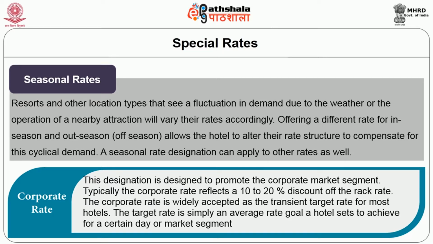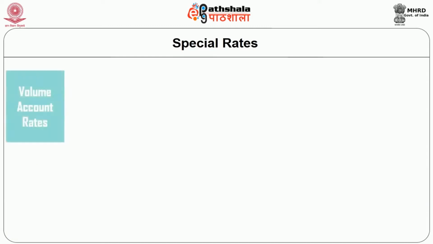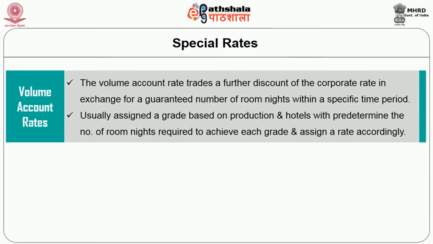The target rate is simply an average rate goal a hotel sets to achieve for a certain day or a market segment. Now we will move on to see the next rate type, volume account rate. This is also called the preferred rate. The volume account rate is a further discount of the corporate rate in exchange for a guaranteed number of rooms within a specific time period. This level of discount is contingent upon the volume.